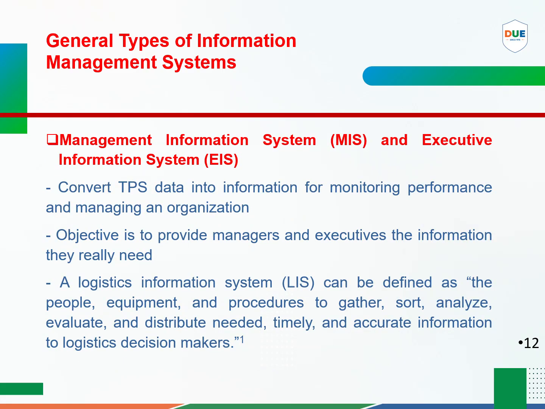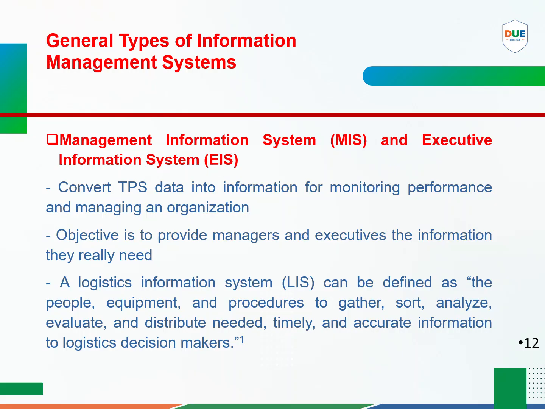We now move up the hierarchy to Management Information Systems, MIS, and Executive Information Systems, EIS. These systems take the detailed data generated by transaction processing systems and convert them into information that managers and executives can use to monitor performance and manage the organization. MIS typically produce regular, structured reports, such as weekly inventory summaries, monthly freight cost reports, or quarterly service level statistics, that help middle managers keep operations on track.